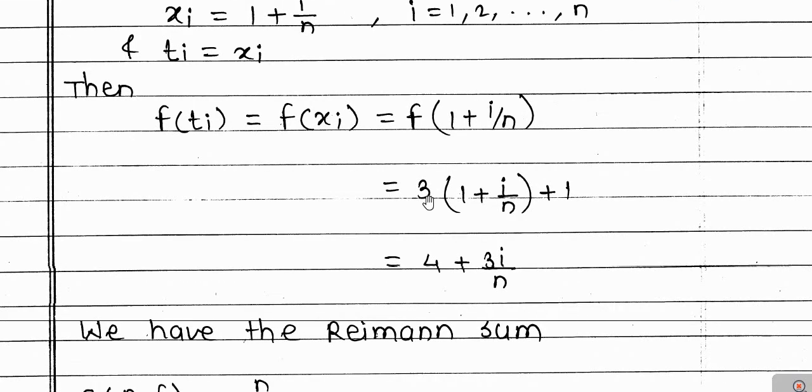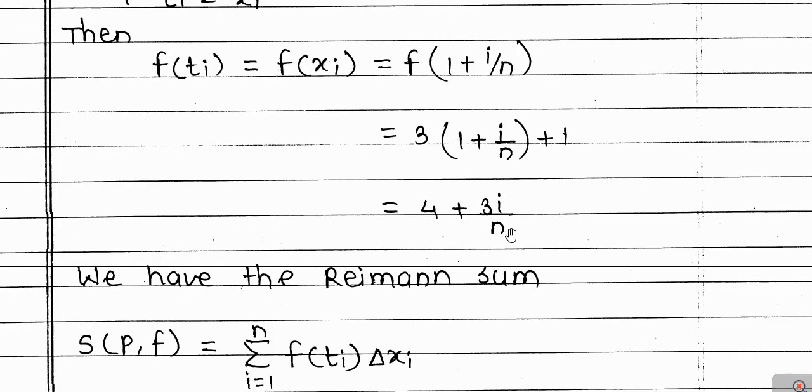Now simplify this one. 3 into 1 is 3, 3 plus 1 is 4, so 4 plus 3 into i by n is 3i by n. So therefore we have obtained f of ti equal to 4 plus 3i by n. Okay, so it is this f of ti. Now we will compute the Riemann sum.